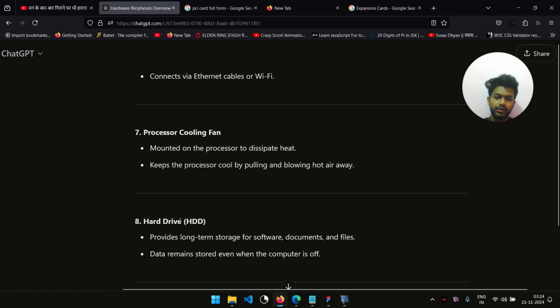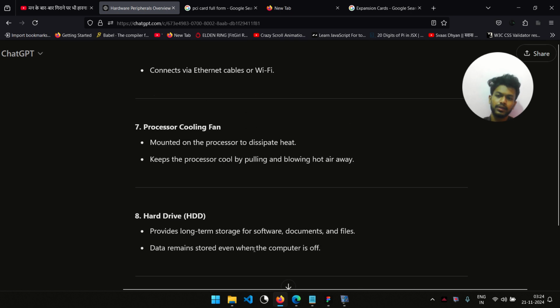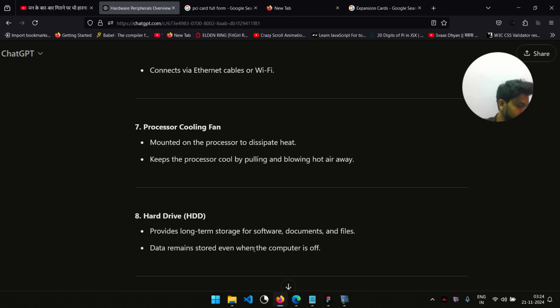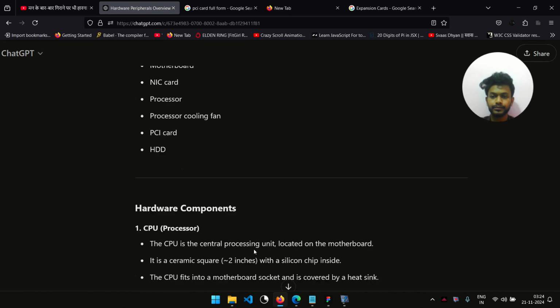Hard drive, we know what that is. A hard drive stores data for a long time. Okay, so we are done. After NIC, the processor cooling fan, then we have HDD. So many things, so let me quickly revise.